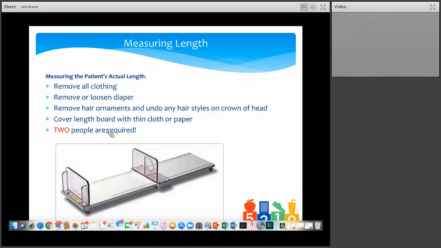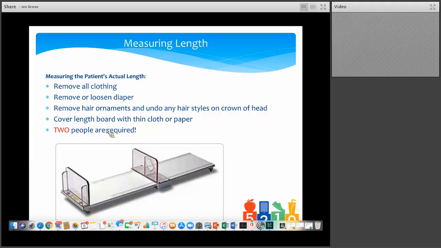It's important to remember that 2 people are actually required to do the length measurement. In our clinic, many times we'll have the parents assist, but sometimes they're not able to, so we may have to pull in another nurse to help get an accurate length measurement. So you can see the length board.